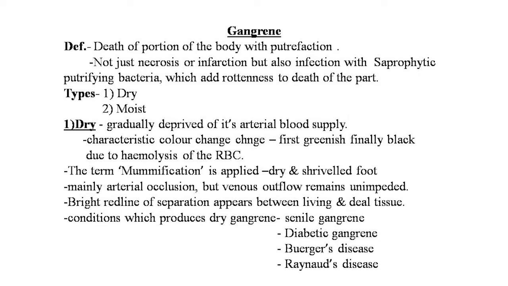The conditions which produce dry gangrene are senile gangrene, diabetic gangrene, Buerger's disease, Raynaud's disease, sudden vascular occlusion and embolism, ligation or injury to the vessels, frostbite, and due to irritants, that is strong acid or alkali.